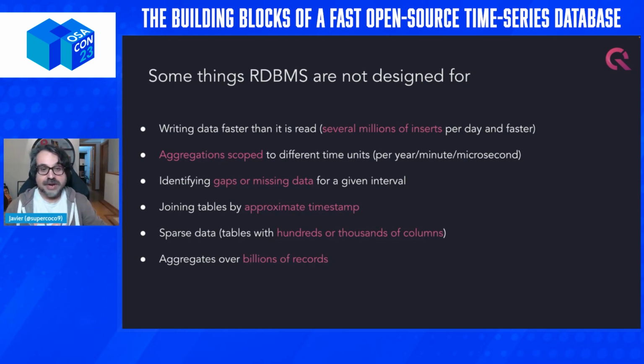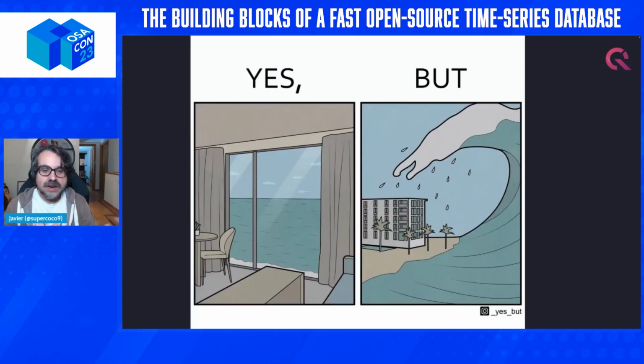Or if you have two different tables in which you have different events with very close timestamps, but not exactly the same, and you want to join by approximate timestamp, again, not easy to do. Or just if you want to aggregate over billions of records. And you might tell me, yeah, maybe aggregating over billions of records is not my use case, but who needs to aggregate over billions of records?